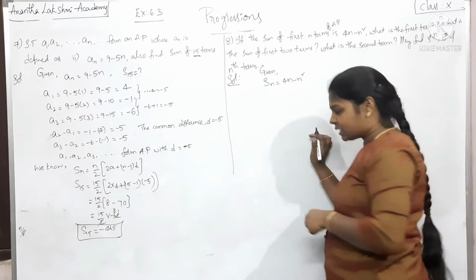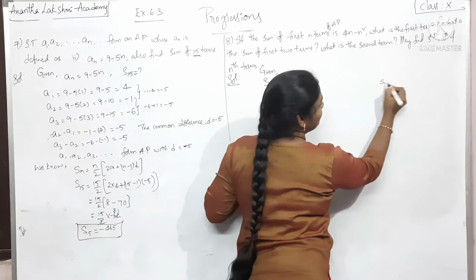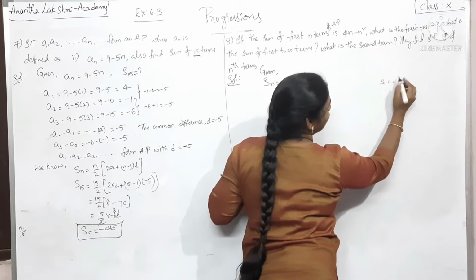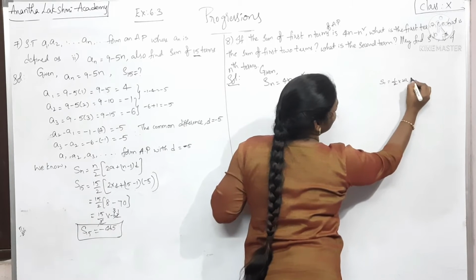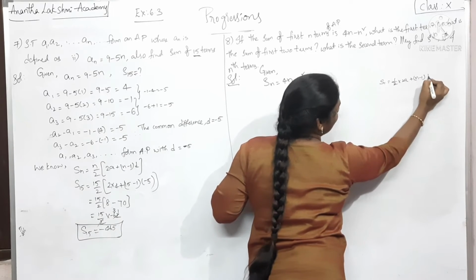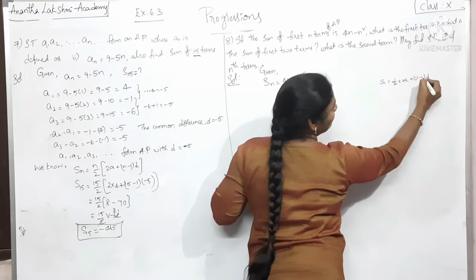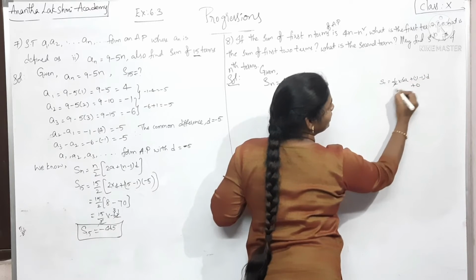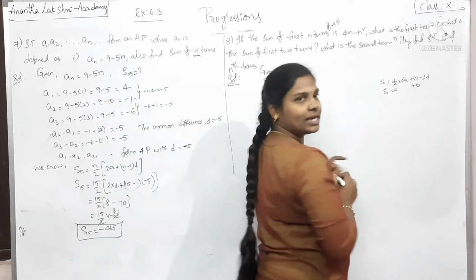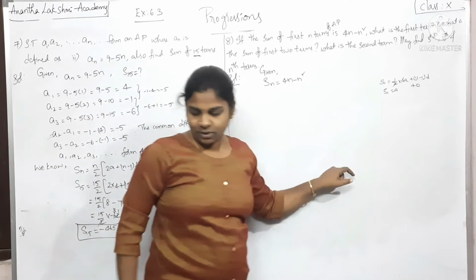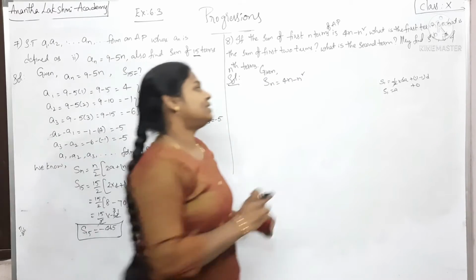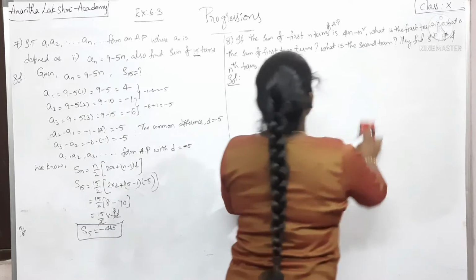So let me give you clarity on this. S1 is equal to n by 2, which is 1 by 2 into 2a plus n minus 1 into d, right? n is nothing but 1. So 1 minus 1 is 0, this is going to be 0. 2 gets cancelled. S1 is nothing but a itself. Alright. So the sum of the first term is going to be nothing but the first term itself.